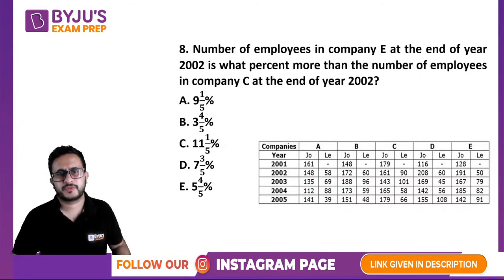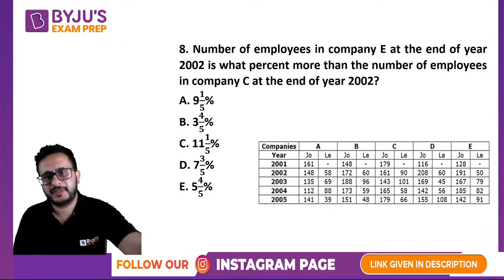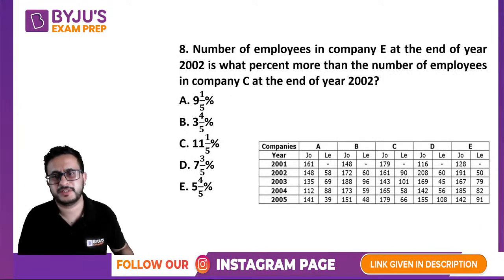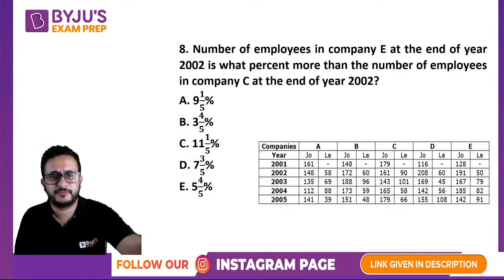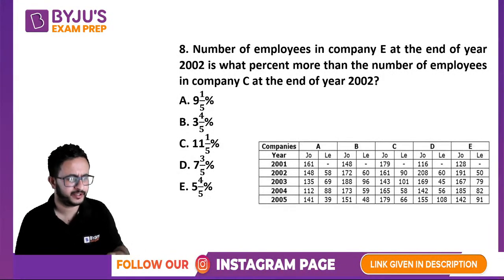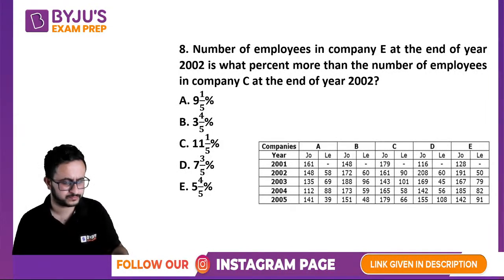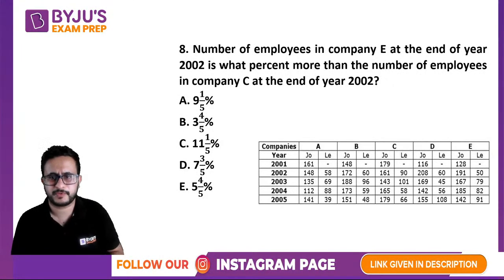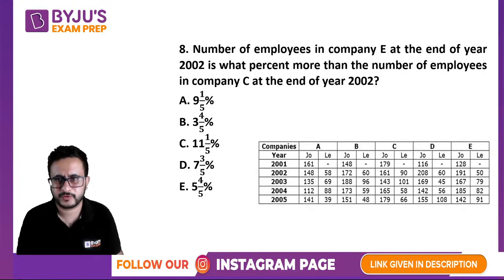Okay. Number of employees in company E at the end of year 2002 is what percent more than the number of employees in company C at the end of year 2002? So in this we have to take out the 2002 data, C and E. Okay, so I thought they did not ask for E, so they asked for C and E.